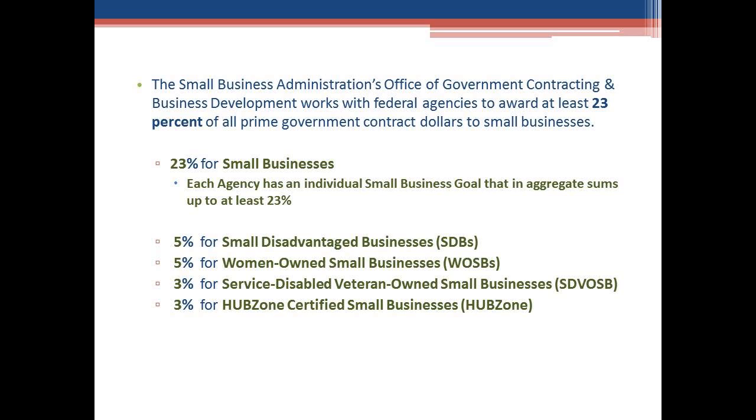Each federal agency has its own individual small business contracting goal as well. SBA is responsible for ensuring the sum of all of the agency individual goals exceed the 23% target established by law. Each federal agency is also expected to meet specific statutory goals. These goals are set at 5% for small disadvantaged businesses and woman-owned small businesses, and 3% for service-disabled veteran-owned small businesses, and for small businesses that are located in historically underutilized business zones or HUBZones.